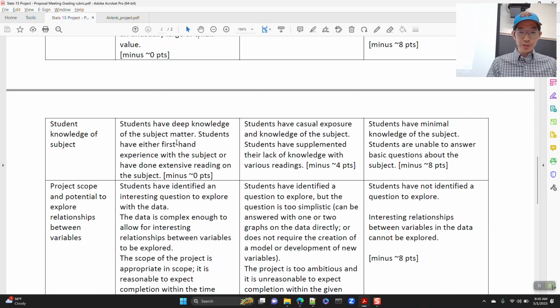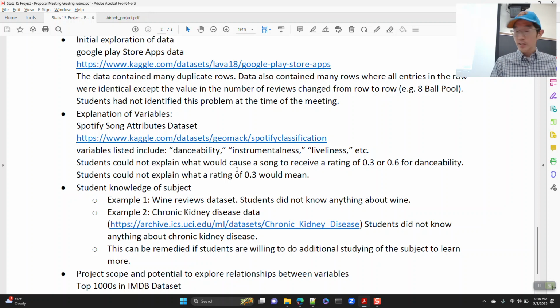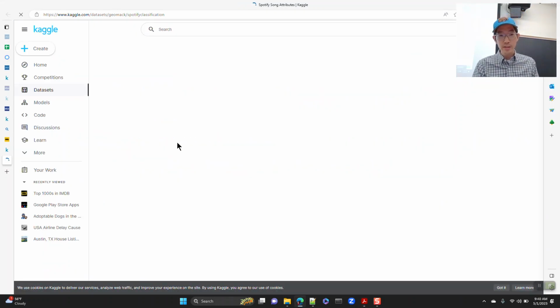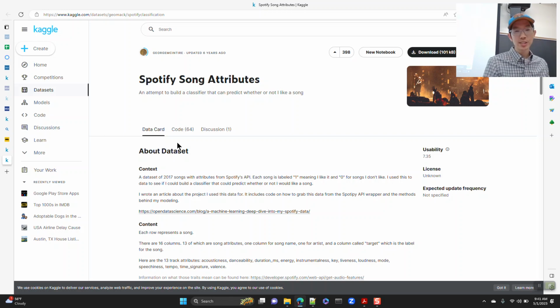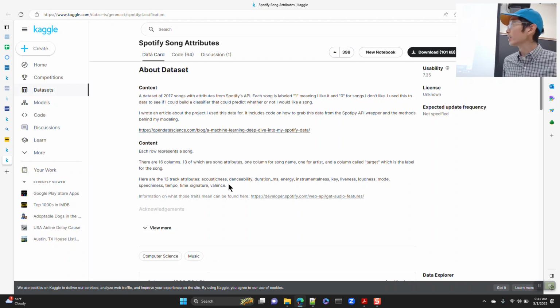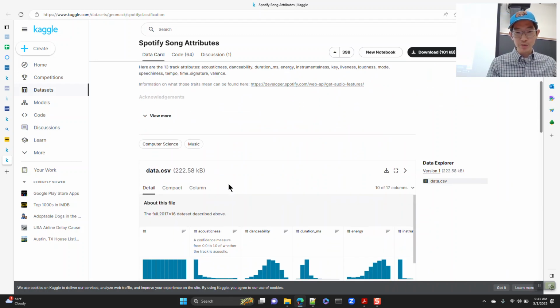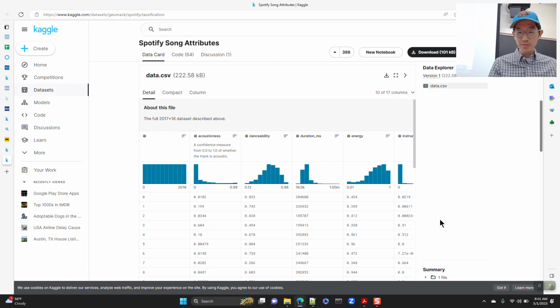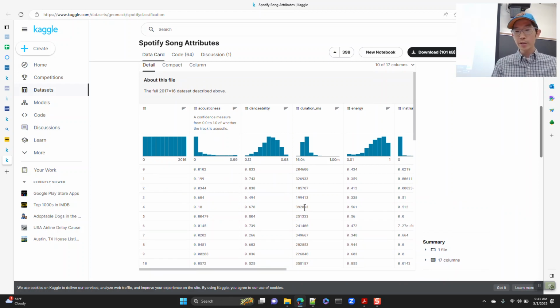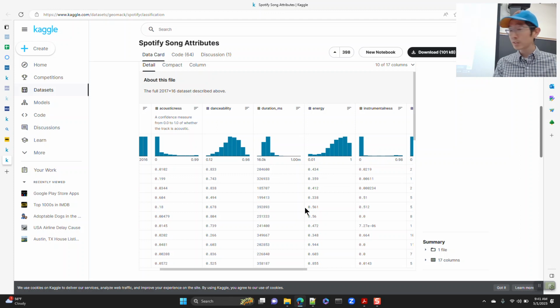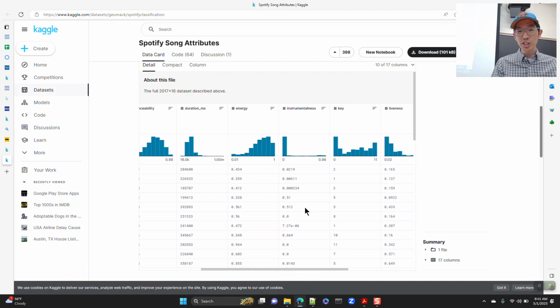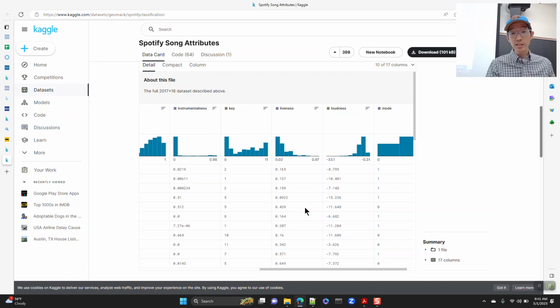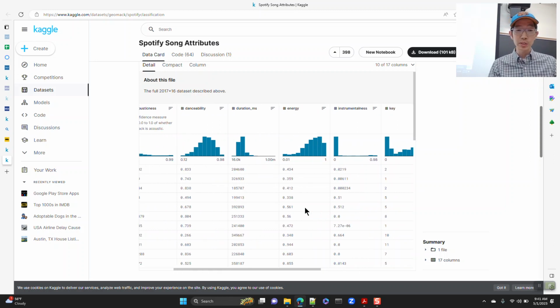I want to make sure you can explain your variables. So here's another data set that students proposed using, and it's this Spotify classification data set. Spotify song attributes, and they were trying to find similar songs. Very cool idea. The variables are something like acousticness, danceability, duration, energy, instrumentalness, key, liveness, loudness, mode.